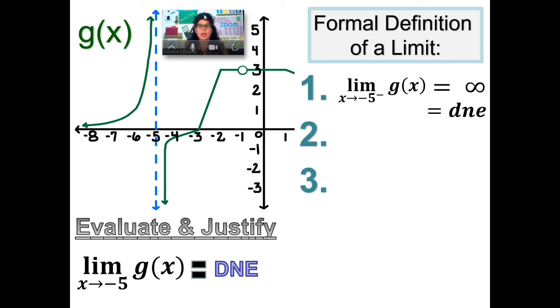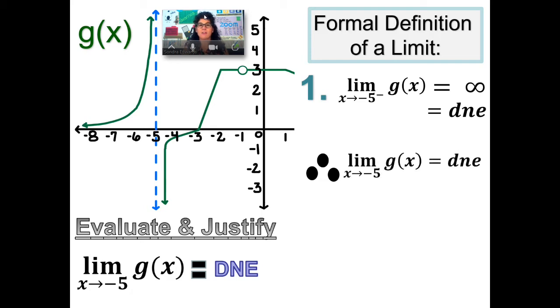As soon as we break one of these parts, 1, 2, or 3, we really don't need to go on. It's much easier to disprove something because as soon as you find one issue, then it's not going to work. So I'm not going to worry about steps 2 and 3, and I'm going to say therefore, those 3 dots like that is a universal symbol for therefore, the limit as x approaches negative 5 of the function g of x does not exist. So if you were asked to evaluate and justify, you would need to write all of this.